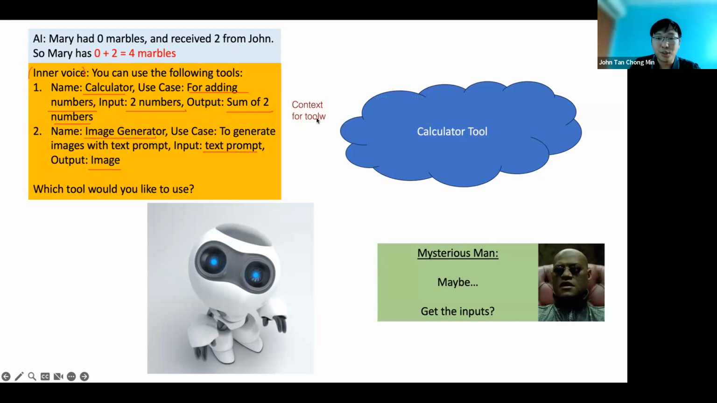Oh, I read 2W, but actually it's tools. So now we get the answer: the calculator tool. All right, but we don't have the inputs for the tools. So it did it halfway.